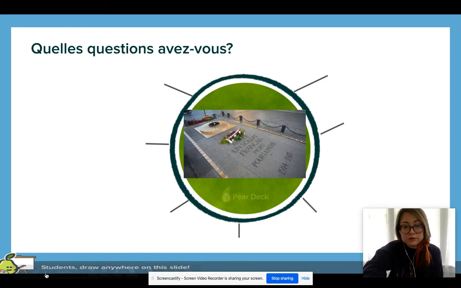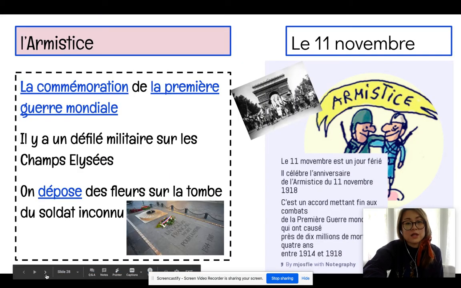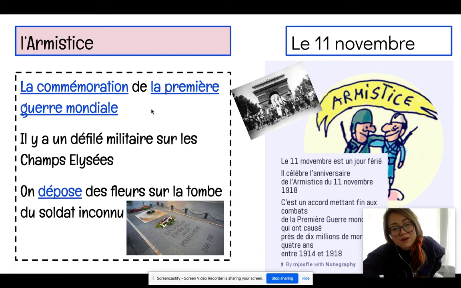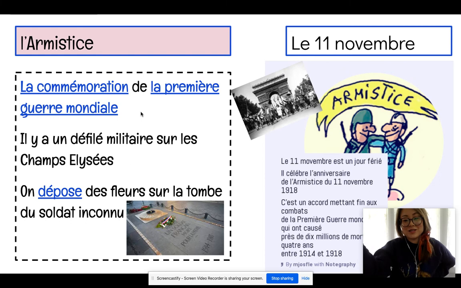Voici une autre photo, et c'est quoi? Qu'est-ce que vous voyez? What do you see here? C'est l'armistice qui est le 11 novembre. Et l'armistice est la commémoration de la Première Guerre mondiale. Donc, on a déjà vu la victoire 1945 en mai, mais l'armistice qui est vraiment plus grande que l'autre fête, c'est la commémoration de la Première Guerre mondiale. So this is World War I commemoration.